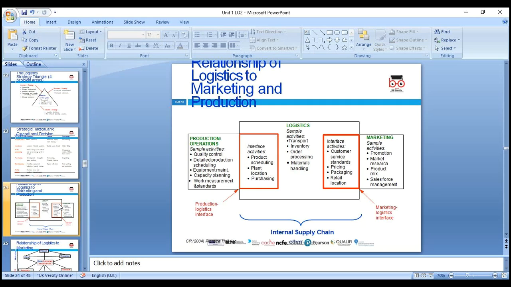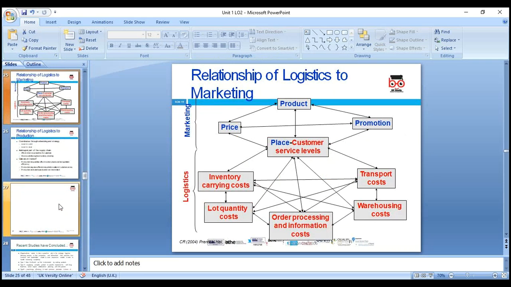If you're spending more promotion budget, you're expecting more sales. If you're increasing your sales force, you're expecting more demand. If nothing happens, what's the point of sales? So the relationship between logistics and marketing is huge.